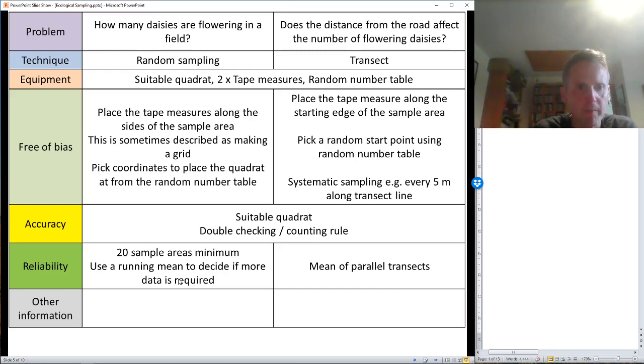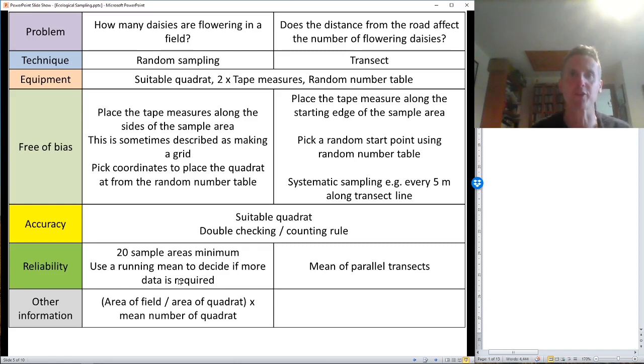Other information. Often when people are asked to give a method for how many daisies are in the field, they say: put the tape measures down, 1 mark. Select random coordinates, 2 marks. Place the quadrat at those coordinates and count, 3 marks. Double check for accuracy, 4 marks. Repeat that process 19 more times, so there's 20 bits of data, 5 marks. And then they don't say how many daisies are in the field.